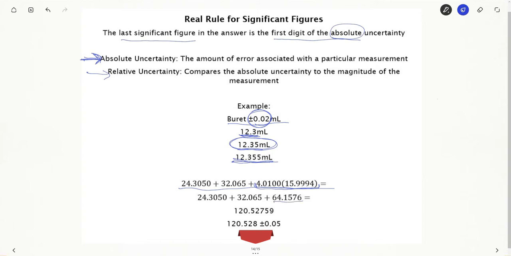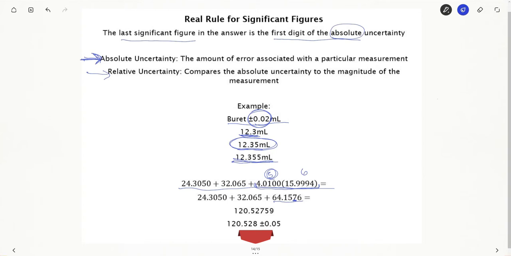Now let's count up my sig figs. In my 4.01, I have 1, 2, 3, 4, 5 sig figs. In my 15.9994, I have 1, 2, 3, 4, 5, 6 sig figs. So my 5 here is going to limit me. So my answer should have 5 sig figs. So 1, 2, 3, 4. I should be rounding at that 7 there.